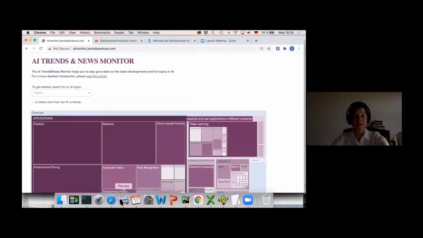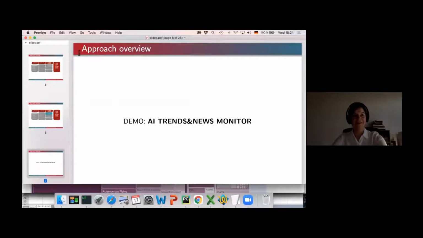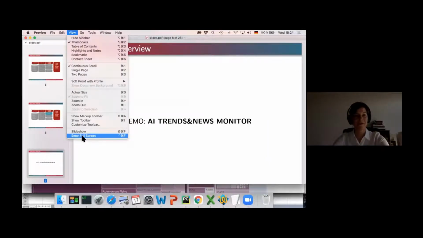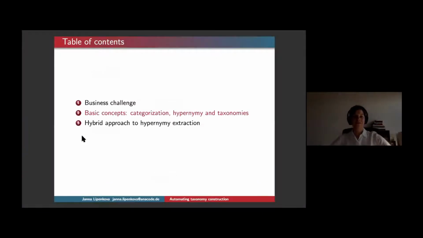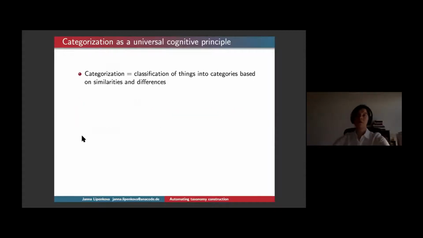Okay, let's go back to the presentation, and we will now dive into the more theoretical concepts, and specifically look at the cognitive, formal and linguistic properties of hyperonymy and taxonomies. First, a taxonomy is based on the universal cognitive principle of categorization, which is the classification of things into categories based on similarities and differences.